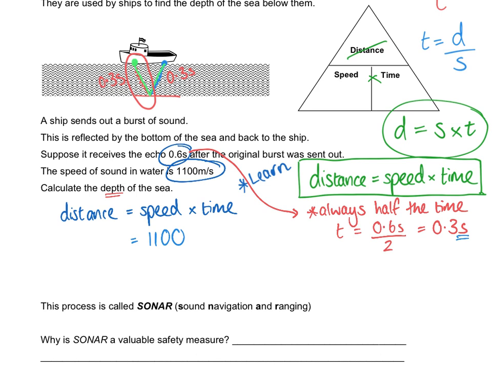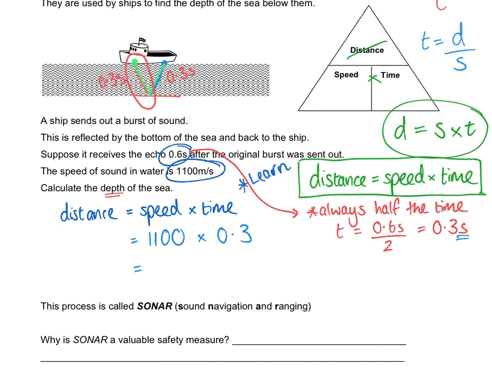So the speed is 1100 metres per second. The time taken to get to the bottom of the sea is 0.3 seconds. And then just simply put that into your calculator. So you will need your calculator for this. If you haven't already done so, get that out. Maybe pause the video until you've got that out.